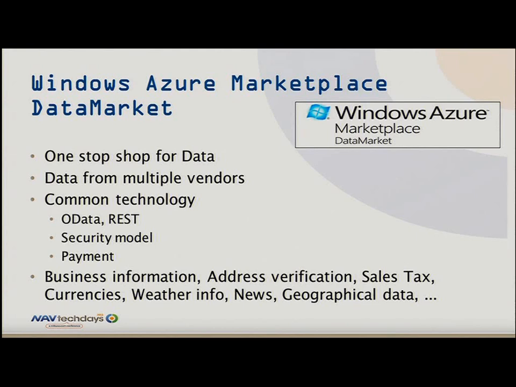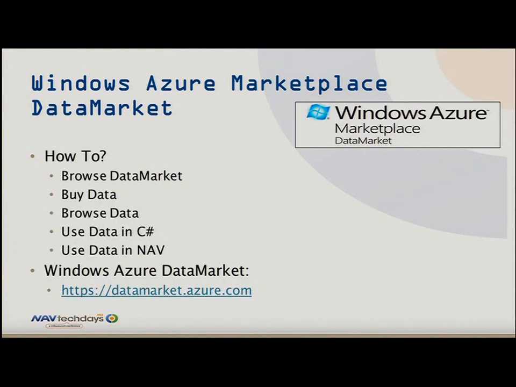The idea is that when you buy a number of data sets on Marketplace, you will get one invoice from Microsoft, and Microsoft will then get the money and distribute it to the people who actually sold the data, keeping a little share for Microsoft, of course. We don't want to go broke. So let's have a look at what the Data Market actually is and how to buy data, browse data, use data in C# and use data in NAV.